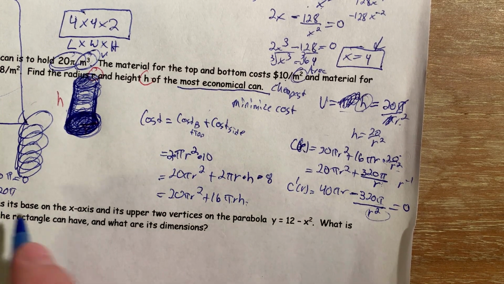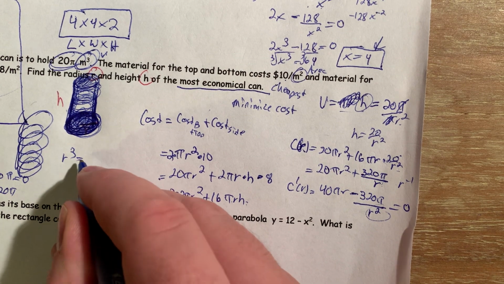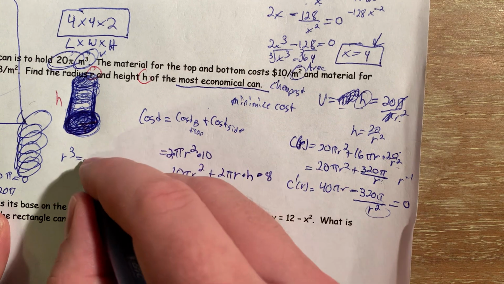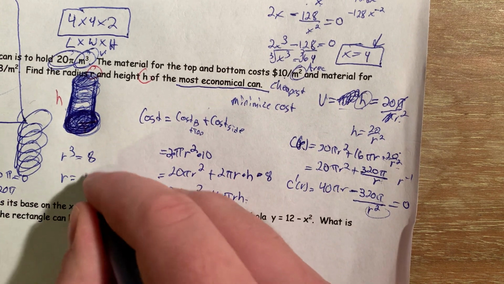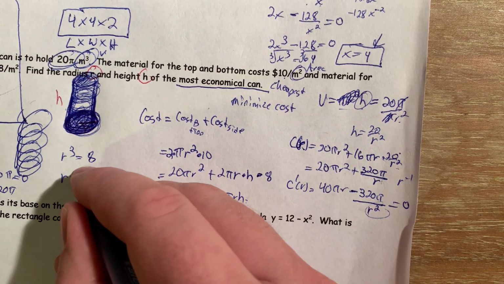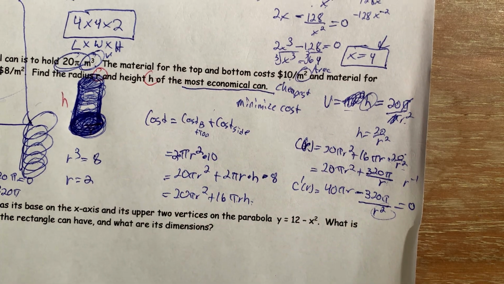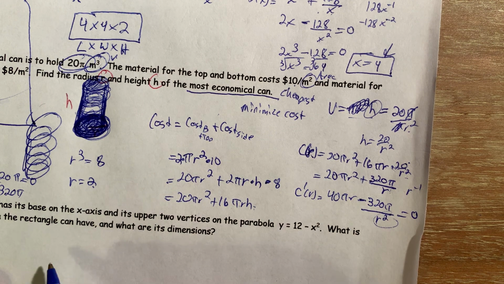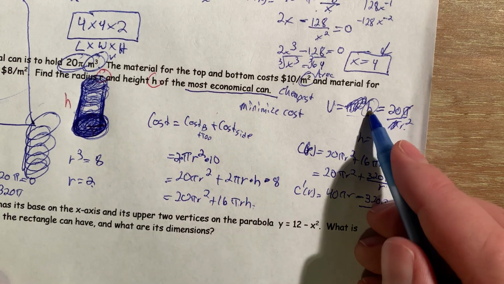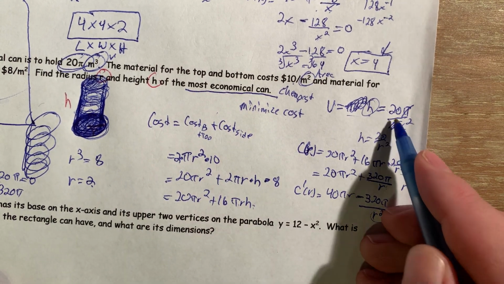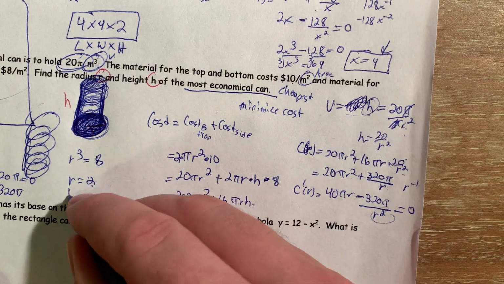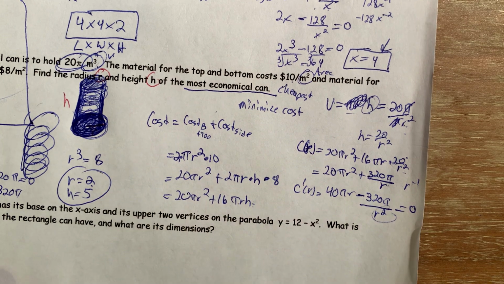Let's solve for r. We divide by 40 pi. So r cubed equals, the pi's will cancel out, 320 divided by 40 is just 8. So the cube root of 8, we do the cube root of both sides, is 2. So r is 2, and it's time to find the height. The height is 20 divided by the radius squared. So 20 divided by 2 squared. 2 squared is 4. 20 divided by 4 is 5. That is the cheapest can you can make.